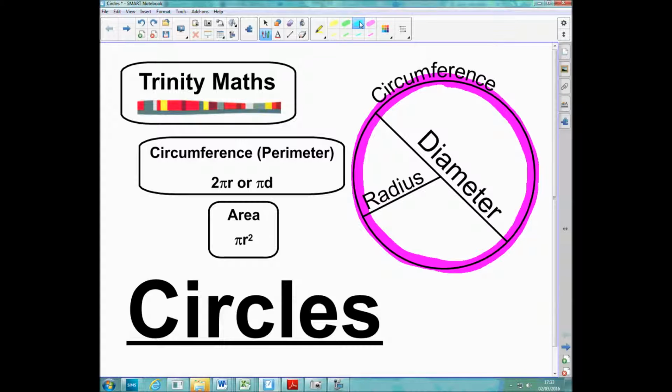A second word is radius, and that is also a distance, but this is the straight line distance from the center to the edge, to the circumference. We also have another straight line in the circle called the diameter, and this is the distance all the way across the circle from one point on the circumference to the other, but passing through the center.